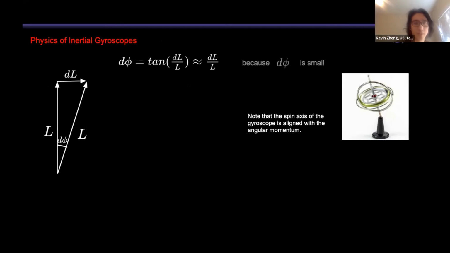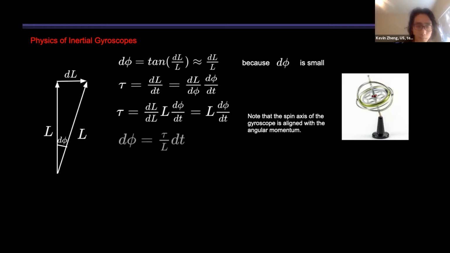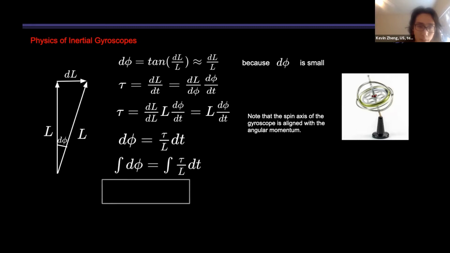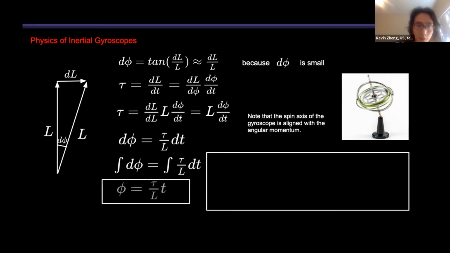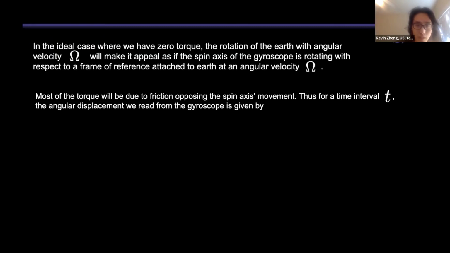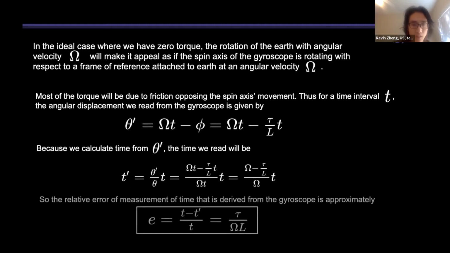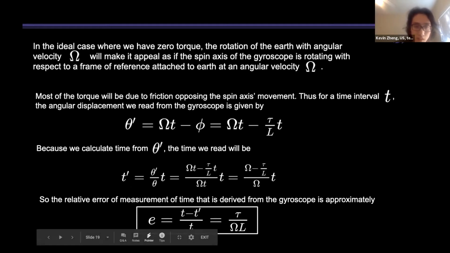Here's some physics of the gyroscope, because it is not possible to have zero friction. So we need to consider how much the friction will influence the accuracy of our gyroscope. It turns out that the error of the measurement of time that is due to the gyroscope is described by this formula.